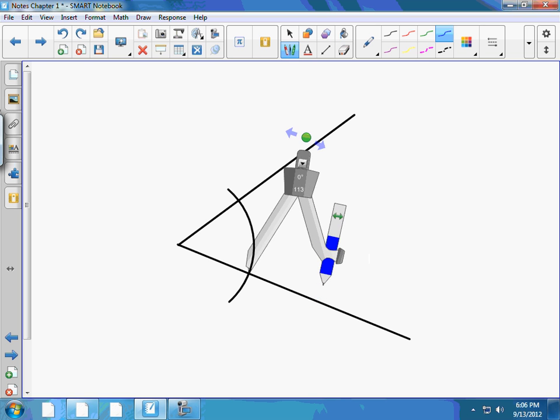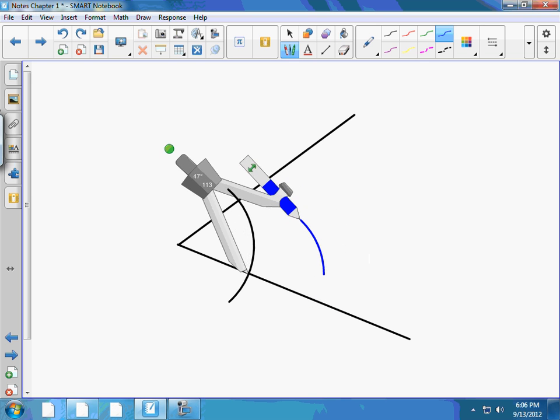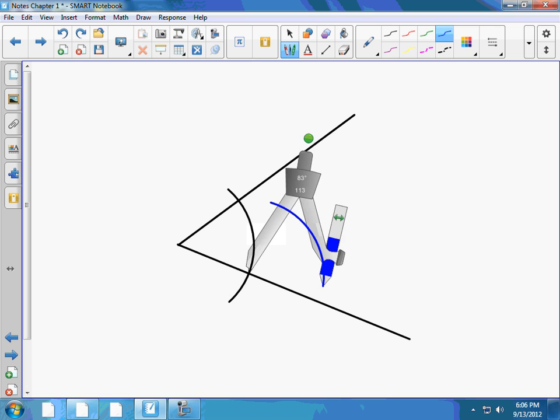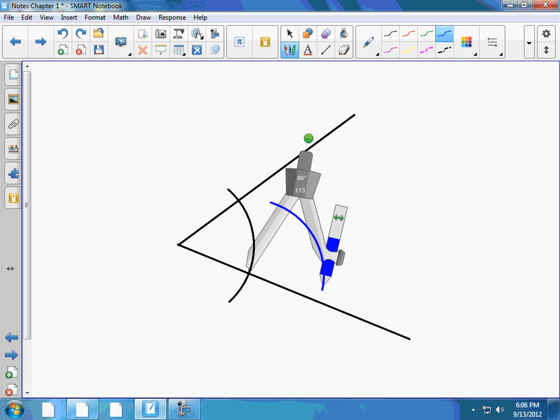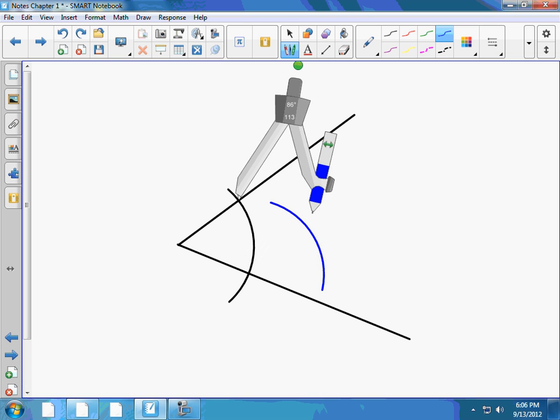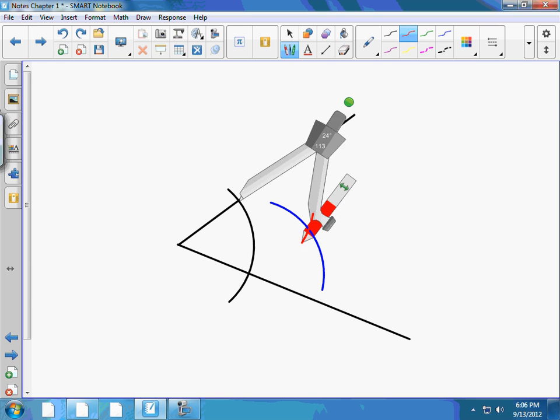And I'm going to draw an arc that's inside of the angle. So here's inside. I don't want to cross any of the sides. Then, without changing the size of your compass or the size of the opening, center on the other intersection point from step 1 and draw an arc that crosses this blue one.